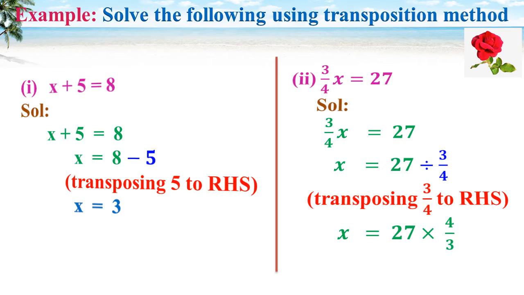x is equal to 27 multiplied by 4 by 3. Now we can cancel the common factors. 3 is the common factor. So 1 3 is 3, 9 3s are 27. x is equal to 9 into 4. 9 4s are 36. So the value of x is 36.